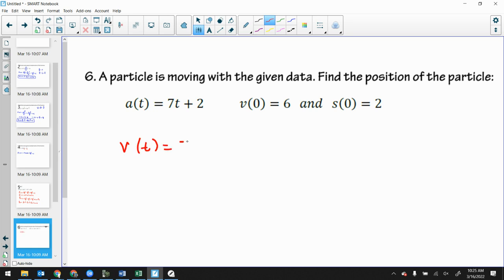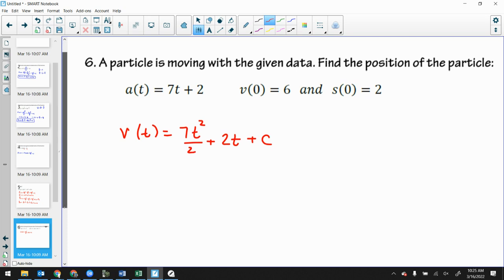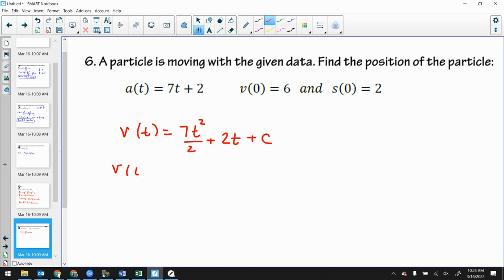So if a of t is equal to 7t plus 2, then I know v of t is equal to 7t squared over 2 plus 2t plus my constant. In my opinion, I think we should do decimals here, especially when we're working with speed and velocity, acceleration, and whatnot. So v of t is equal to 3.5t squared plus 2t plus c. Now, remember that I'm giving you v of 0. I say v of 0 is 6.